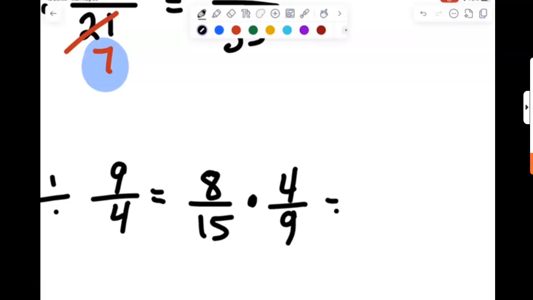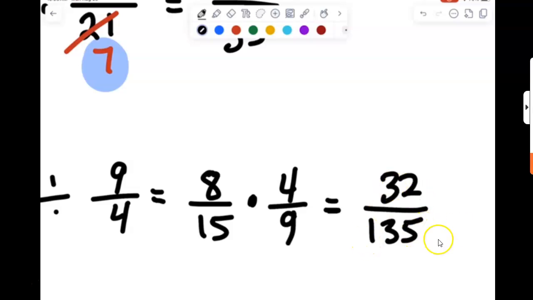So we can go ahead and just multiply across the top. 8 times 4 is 32. And then 15 times 9 is 135. And now we have our simplified answer, 32 over 135. So hopefully this helps make a little more sense of multiplying and dividing fractions.